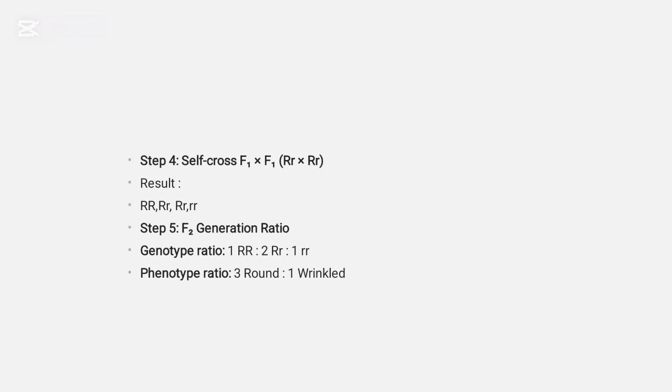So in step 5, the F2 generation has a ratio of 3:1, which indicates that three seeds will be round and one seed will be wrinkled.